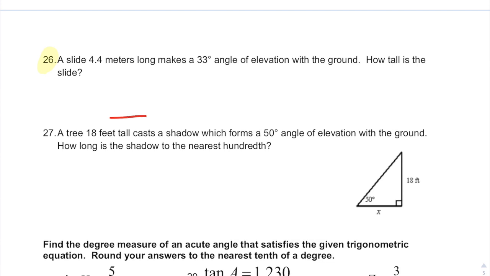So we're going to draw a right triangle like normal. It's an angle of elevation with the ground, so that angle is 33 degrees. And the slide is 4.4 meters long. That length is going to be one of the sides of our right triangle. We have to figure out which one. We're trying to figure out how tall it is. Tall is a keyword for up, down. The side is not flat on the ground, so it's not going to be the other leg. That 4.4 meters is the hypotenuse.